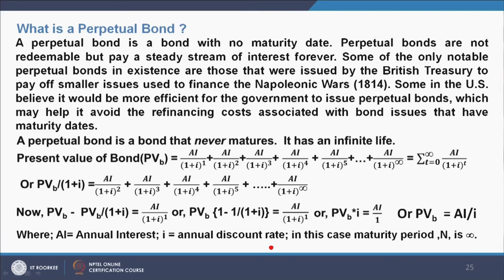Now, we can divide the PB by (1+I). So, it becomes AI/(1+I)^2 plus AI/(1+I)^3, and so forth, plus AI/(1+I) to the power infinity. Now, if I deduct PB minus PB divided by (1+I), it is AI divided by (1+I) to the power 1, or I can write PB is equal to AI divided by I, where AI is the annual interest, I is the annual discount rate, and the case of maturity period n is infinite.